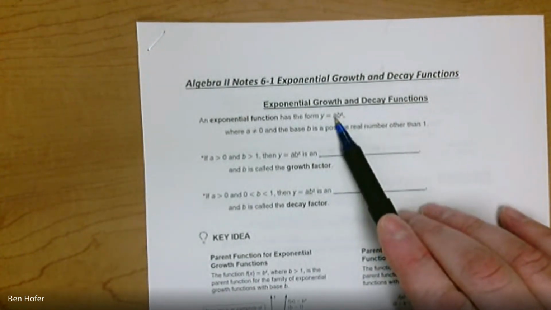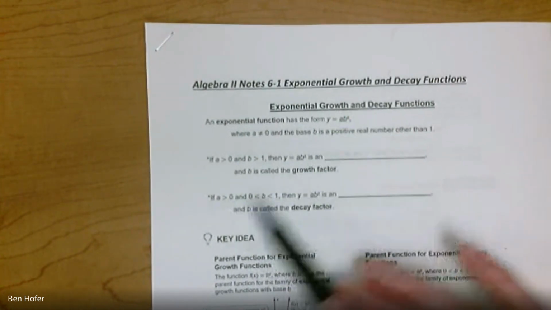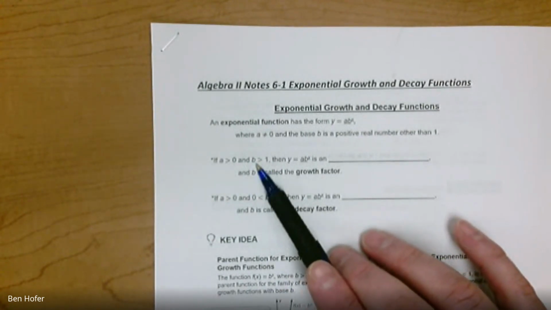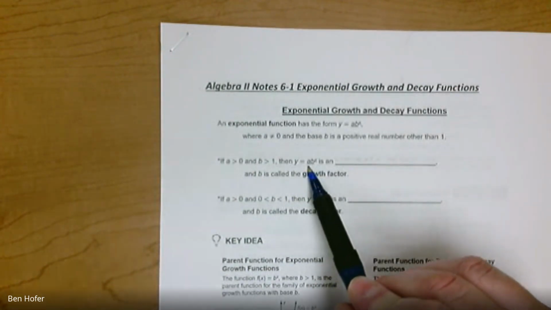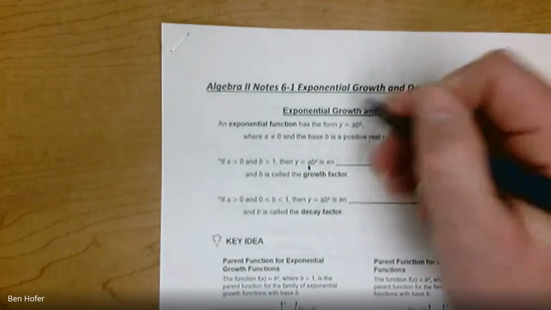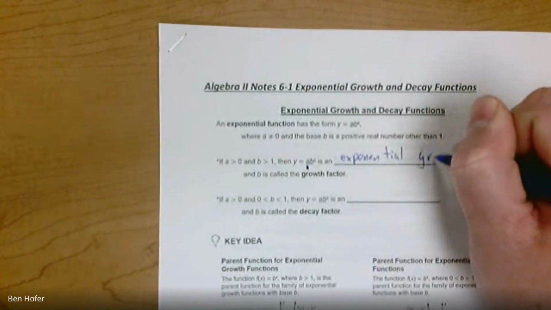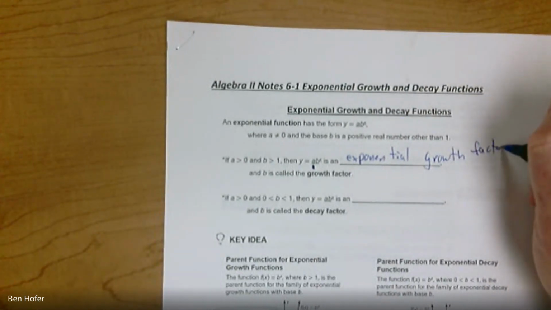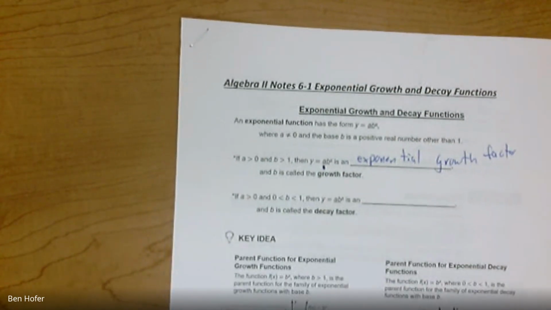So if our factor out here is greater than 1, so if this number right here is greater than 1, then it is an exponential growth function. That means you will get something that is growing. Okay. And then b is called the growth factor.